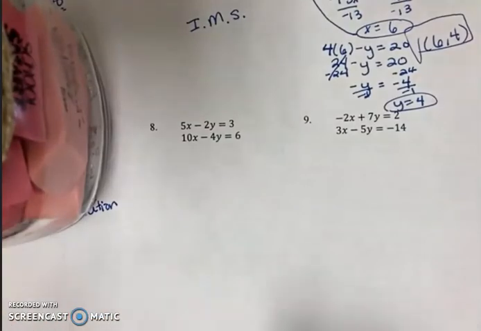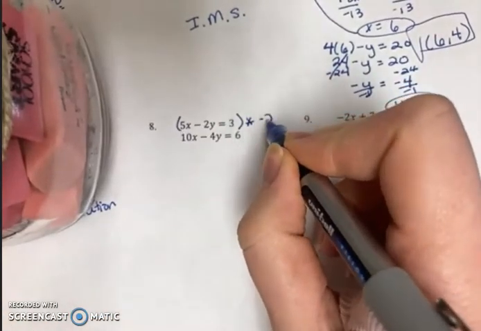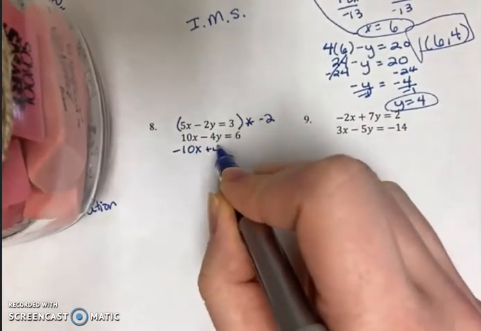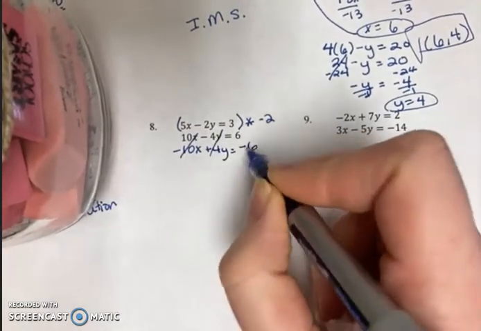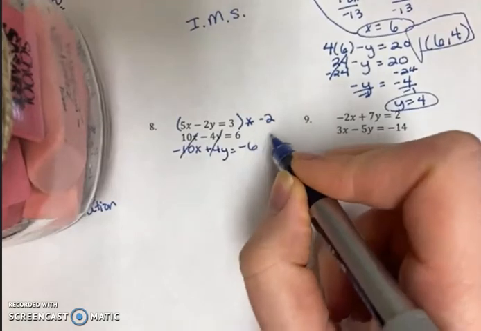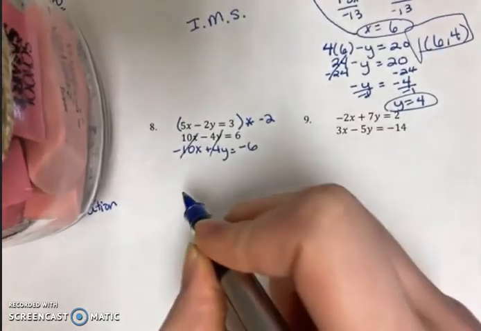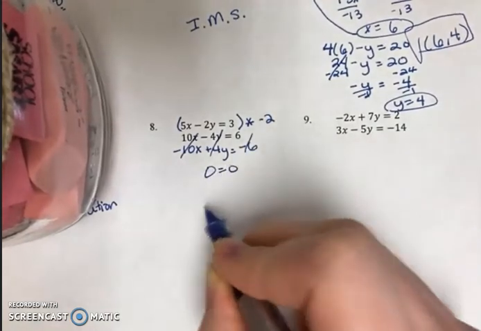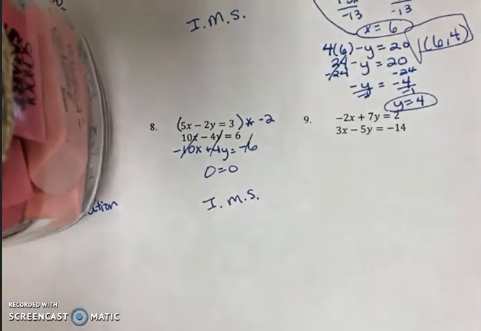Number 8 actually is very similar. If I were to multiply by, let's say, a -2 to cancel out the x's, that's -10x plus 4y equals -6. Those cancel, but then this one, that's going to be 0 actually. So that's 0 equals 0, infinitely many solutions. So we already did a problem like that in number 5. Number 9.